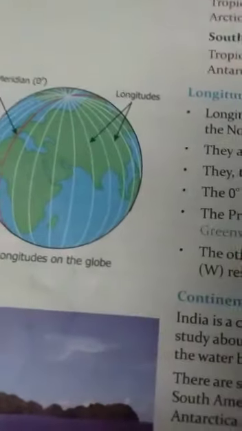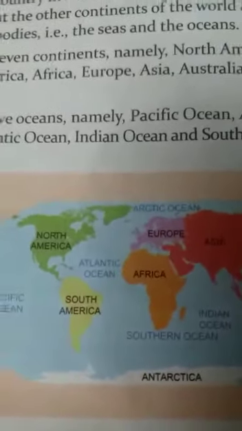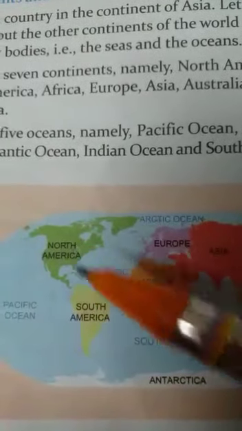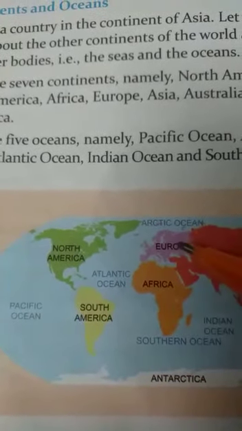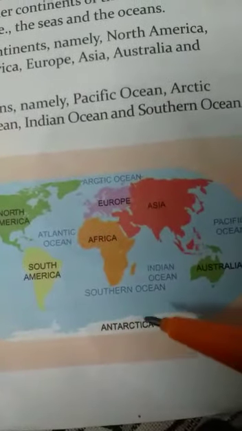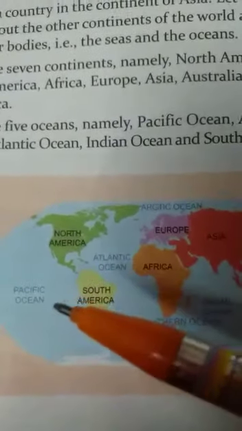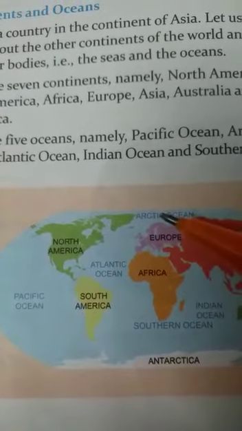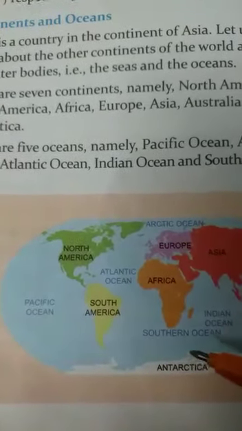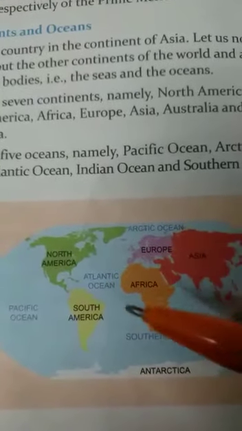Now this world is divided into continents and oceans, 7 main continents and 5 oceans. These 7 main continents are North America, South America, Europe, Asia, Africa, Australia and Antarctica. And 5 water bodies are Pacific Ocean, Atlantic Ocean, Arctic Ocean, Indian Ocean and Southern Ocean. This all is shown on the globe. This is all present on the earth.